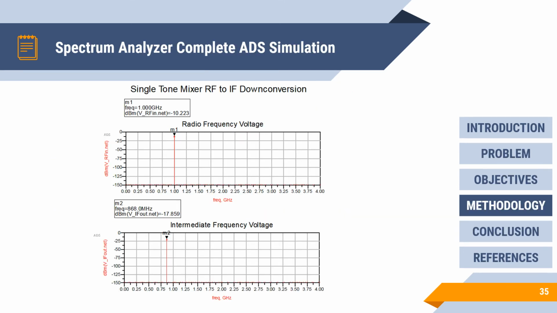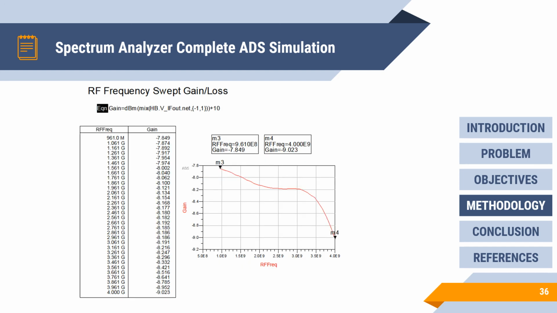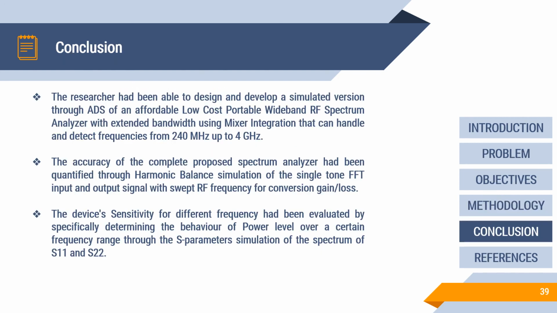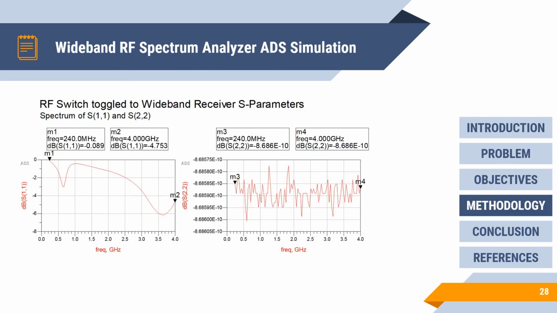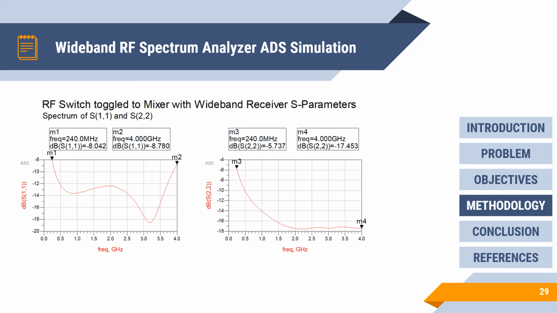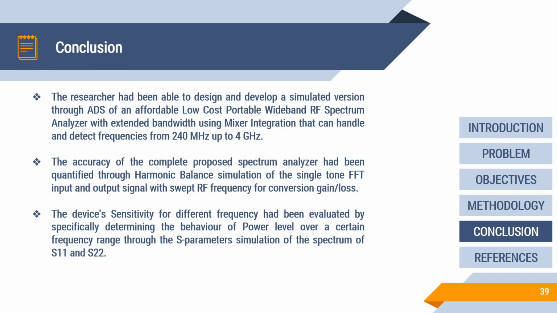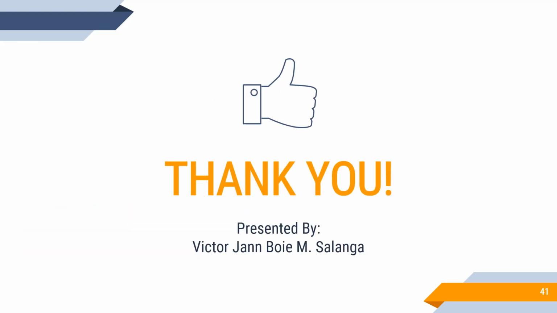The device's sensitivity for different frequencies had been evaluated by specifically determining the behavior of power level over a certain frequency range through the S parameter simulation of the spectrum S11 and S22 shown in slides 28 and 29, which can be interpreted that the lower the spectrum goes below 0 dB, the better its radiation is, and the closer it is to 0 dB, the more the power is being reflected until it reaches 0 dB wherein no radiation happens. That concludes my presentation.